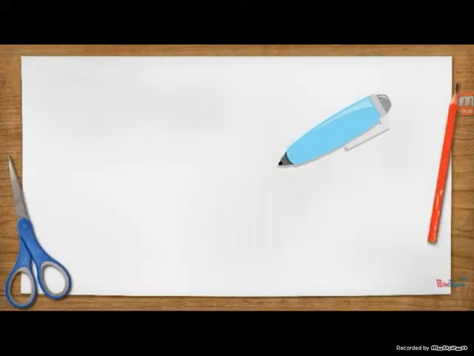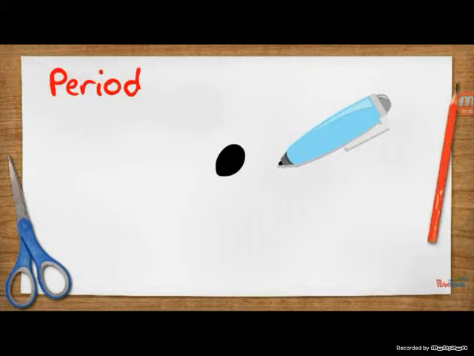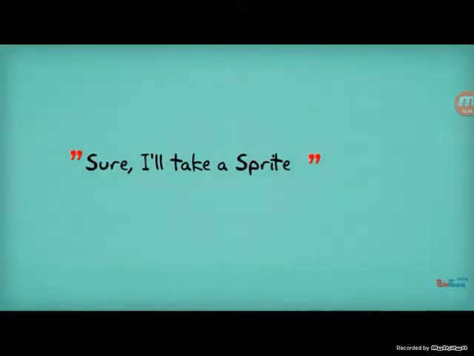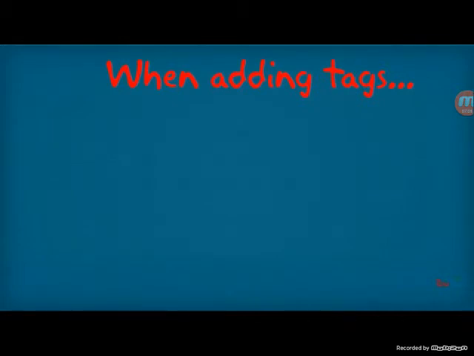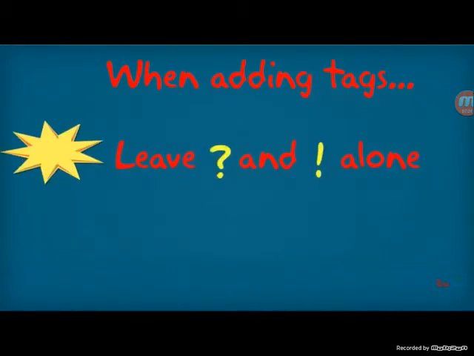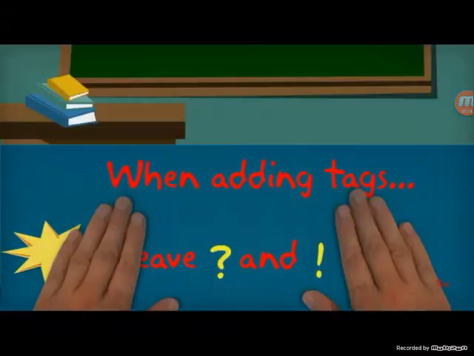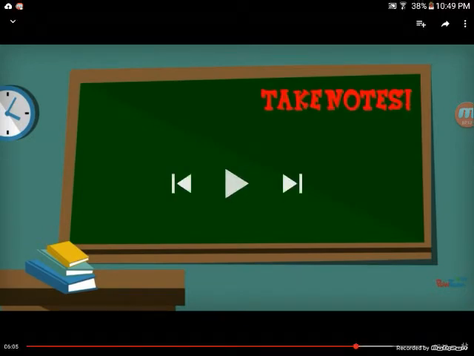However, if my dialogue sentence would end in a period, if I'm adding a tag, I'll need to change the period to a comma instead. Let's look at the sentence, "Sure, I'll take a Sprite." If that dialogue phrase didn't have a tag, I'd just put a period at the end of it. However, if I want to add a tag, I'll need to take out the period behind Sprite and change it to a comma. Add my tag and end with the period behind my tag. Once again, the rule is, if you're adding a tag to your dialogue, leave the question marks and the exclamation points alone inside of the quotes. Change periods to commas.